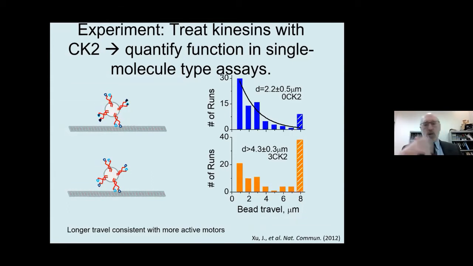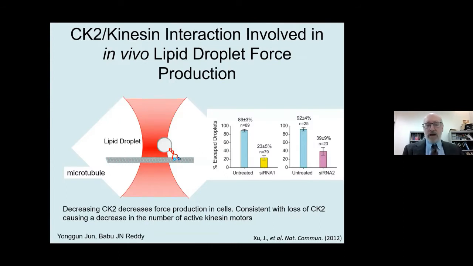In principle, without having done anything else, you could imagine that CK2 might be altering single motor function, but we can tell you that it isn't, and you can find all the details in this Nature Communications paper with Jing Zhu as the first author, published in 2012. And so it's also, of course, consistent with more active motors. You can also look at this in vivo, and you can look at lipid droplets, which are moved by kinesin in the plus end direction and dynein in the minus end direction.